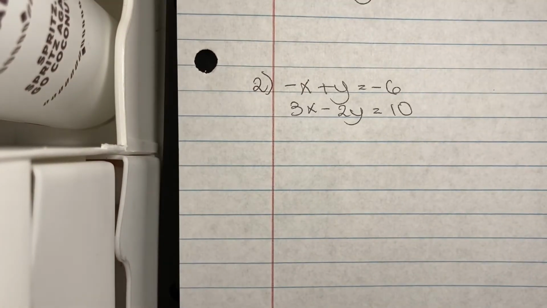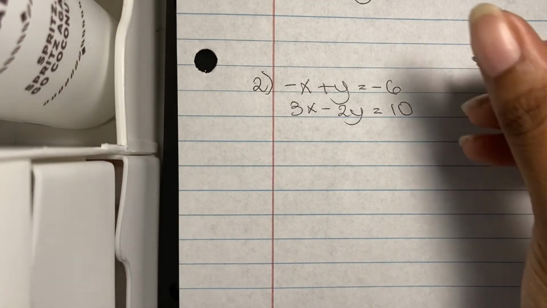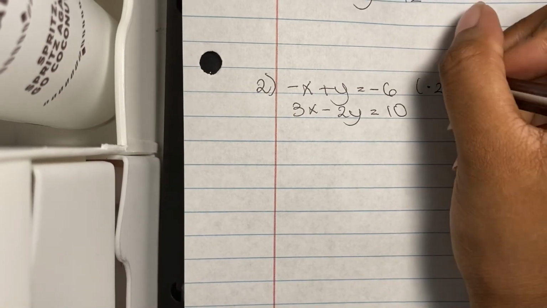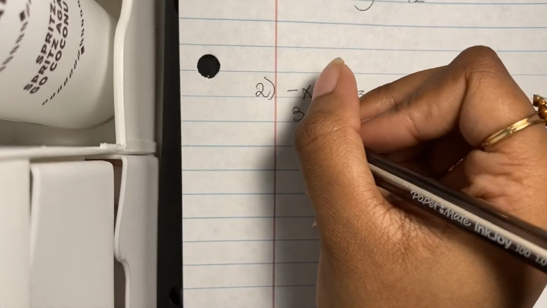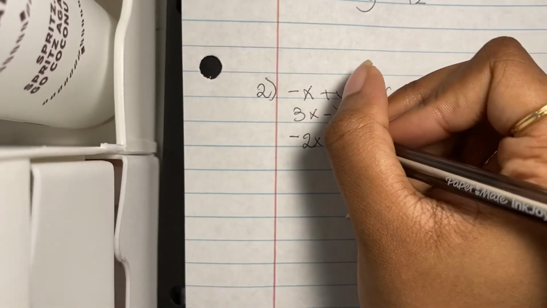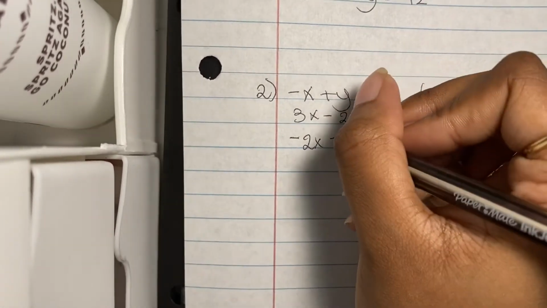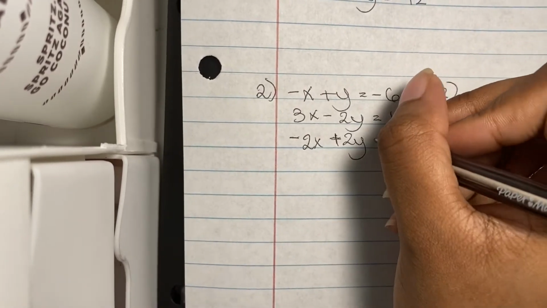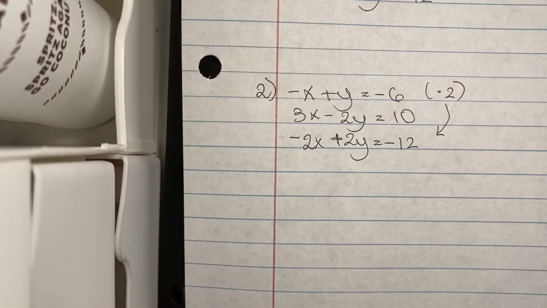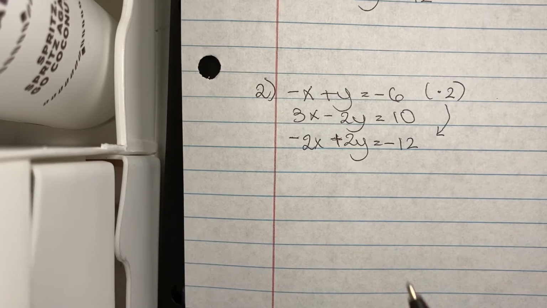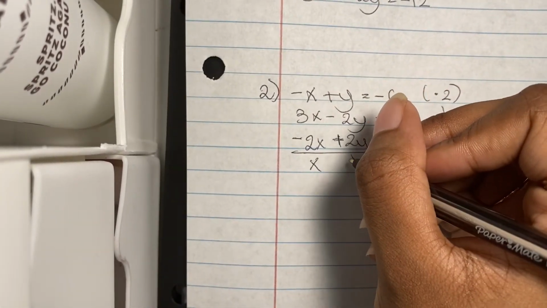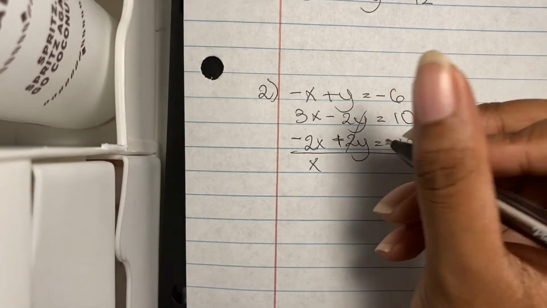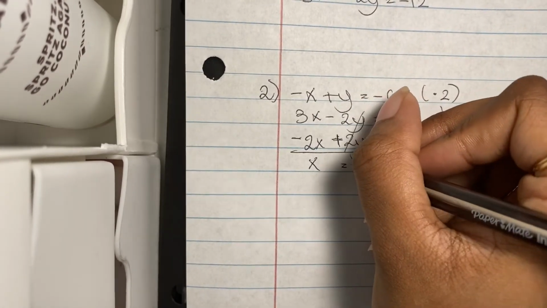I also used elimination to solve this one. I multiplied the top equation by 2 so I can get rid of the y and solve for x. So multiplying through, I ended up with negative 2x plus 2y. Yeah, I made a mistake. Plus 2y equals negative 12. And then when you cancel through, you cancel out the y because 2y minus 2y is 0, and x equals negative 2.